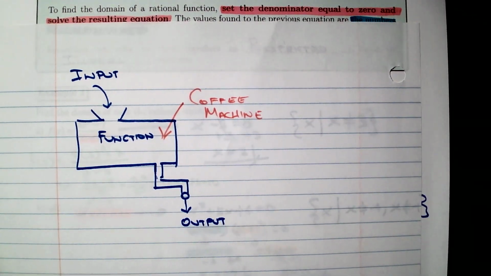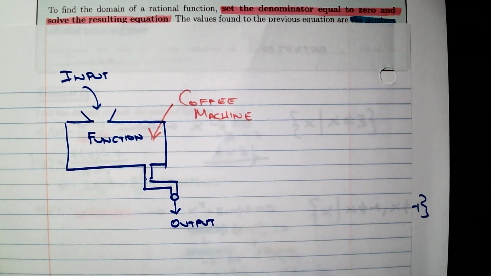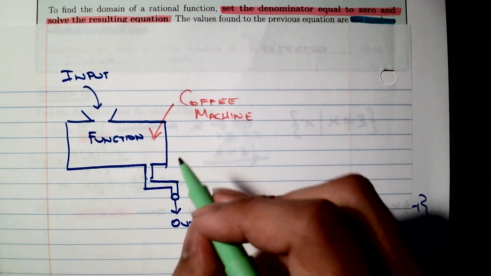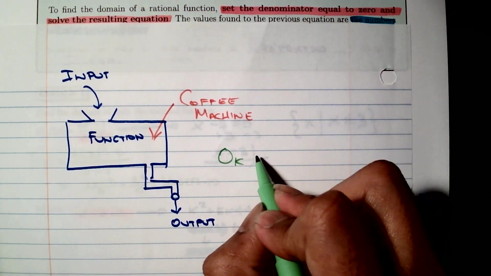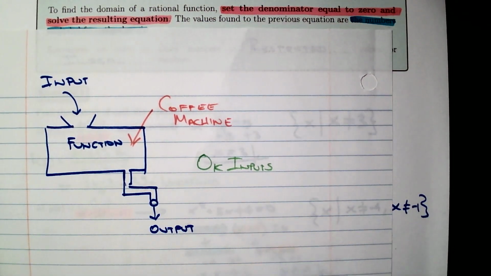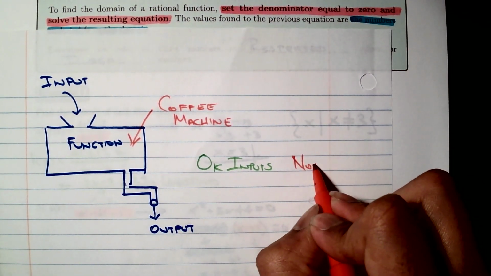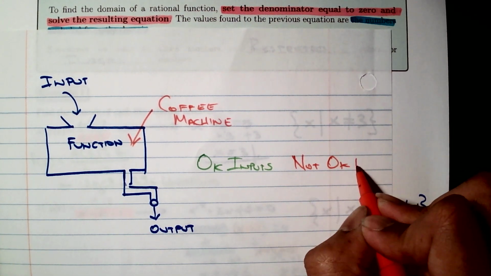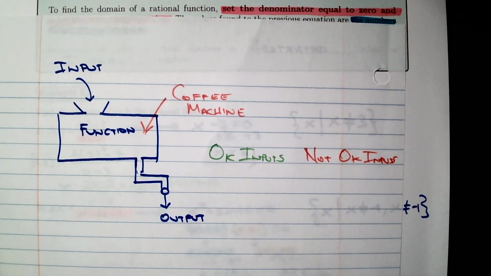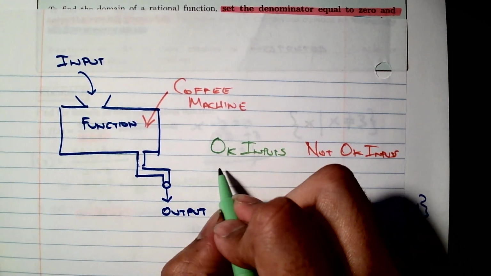Let's list, doesn't matter the output for now. What we care about is OK inputs and not OK inputs. Okay, so to a coffee machine, what can we add to a coffee machine? Well, number one, we can add water.